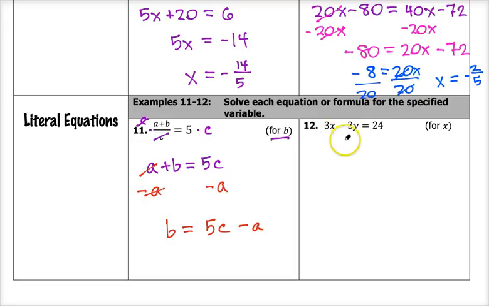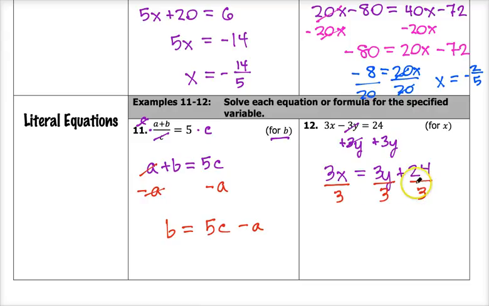For number 12, I have 3x minus 3y equals 24. I want to solve this equation for x. So I'm going to start out by moving my negative 3y term to the right side of the equation by adding it. That gives me 3x equals 3y plus 24. And then to get x by itself, I need to divide by 3. When you divide, you need to divide every term. Just like when we multiply every term. So I divide both the 3y and the 24 by that 3. That gives me x equals, these 3's will cancel, so this is just a y, plus 24 over 3 is 8.